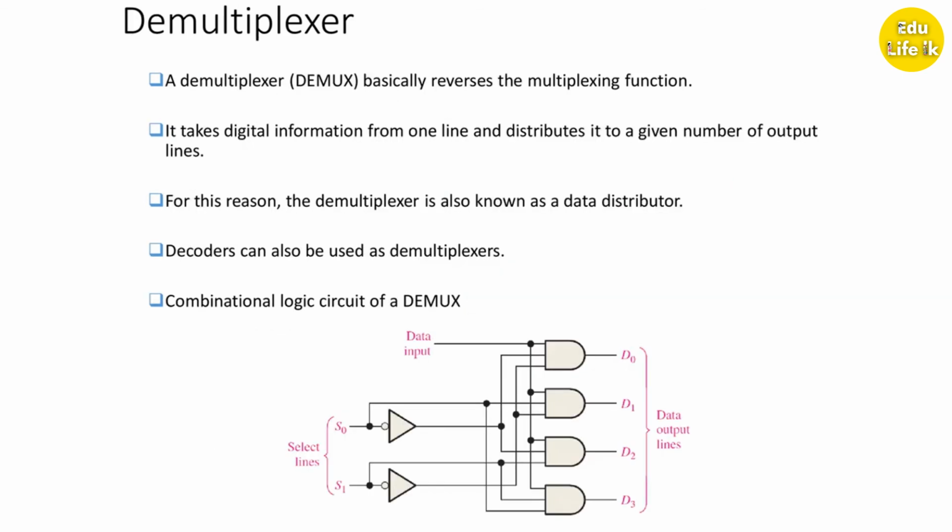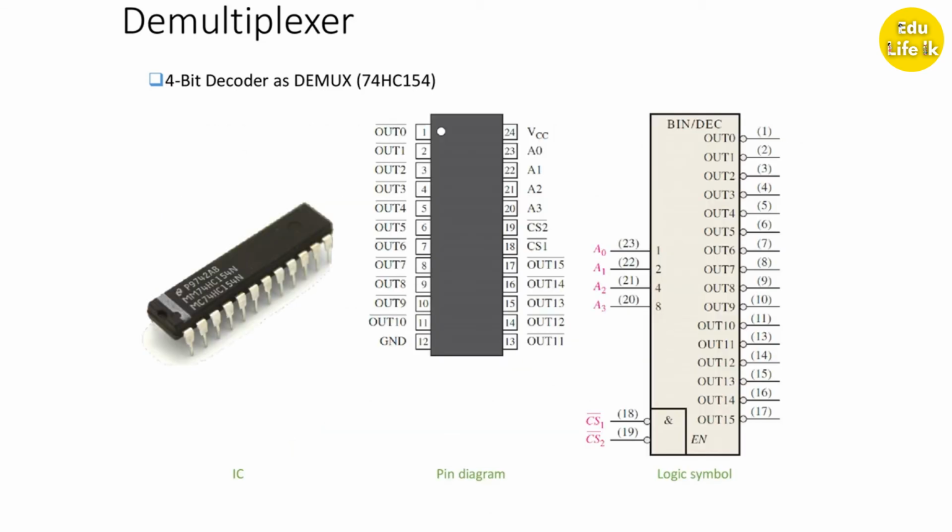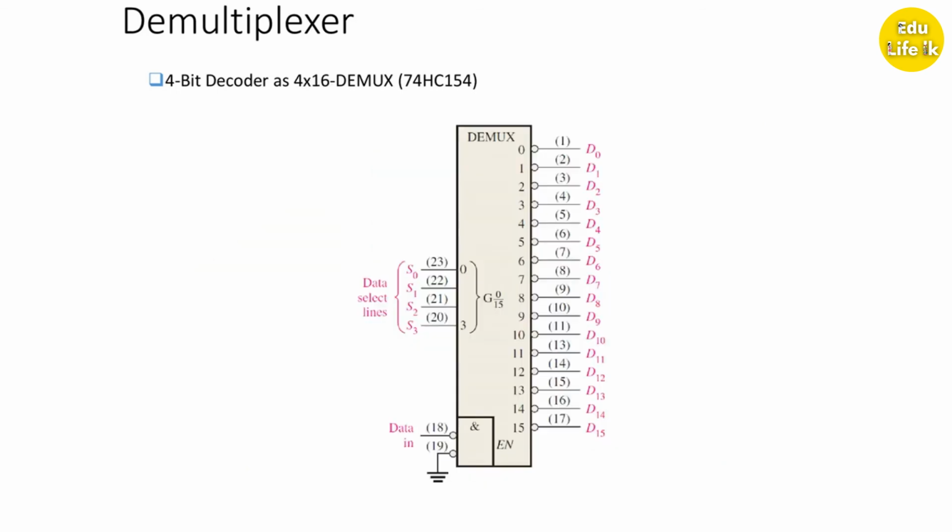DEMUX is basically the reverse of the multiplexing function. For this reason the DEMUX is also known as a data distributor. A decoder can also be used as a demultiplexer.